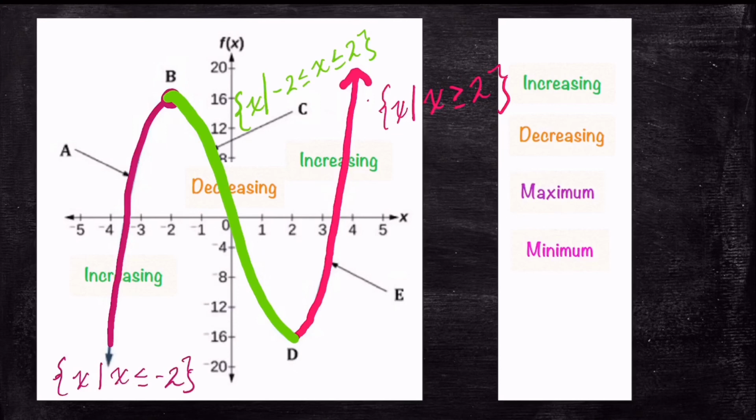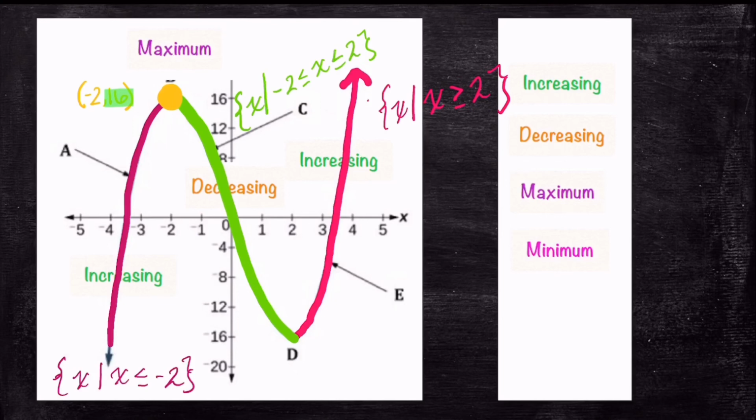There's 2 more points here. We have a maximum point here at B. That is my maximum. The maximum point is (-2, 16), but the maximum value is 16. So I need you to write that. The maximum point is an ordered pair. The maximum value on a graph is the y coordinate of that point.